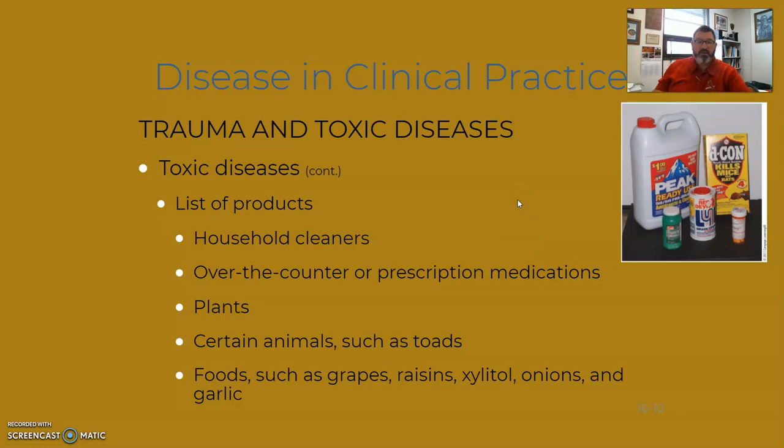Make sure to understand what particular risk factors you have with regard to toxicities around your home or in your barn. Understand those household cleaners, over-the-counter prescription medications, certain plants, other animals that might be around, such as toads that carry a little bit of a toxic mucus around their skin, other foods that can cause toxic reactions. Very critical to understand what is problematic for both livestock and companion animal species that you have around your operation.